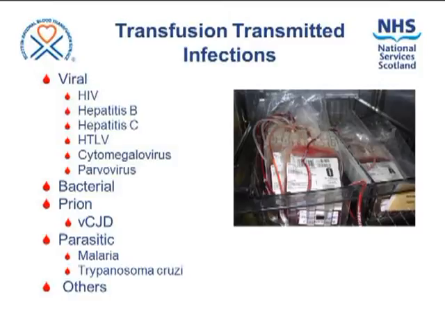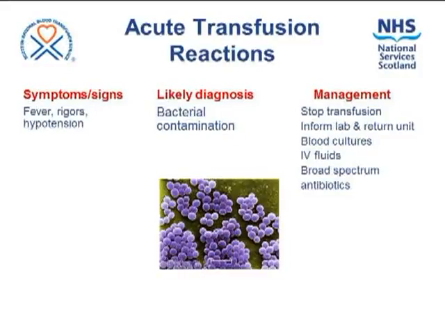Parasitic infections are very rare, and obviously donors are screened, and if they have been to areas of the world where such infections are more common, they're not allowed to donate for a period of time. So as I've mentioned, bacterial contamination is the biggest concern. Patients can become very acutely unwell with fevers, rigors and hypotension. Management would be, obviously, stop the transfusion, inform the lab, and I'll come back to why that's important in a moment. Take cultures, give the patients IV fluids and broad-spectrum antibiotics.